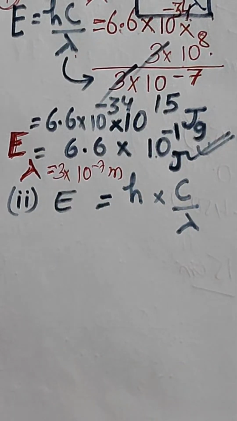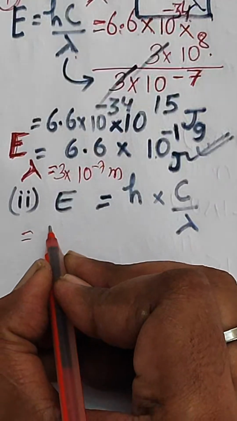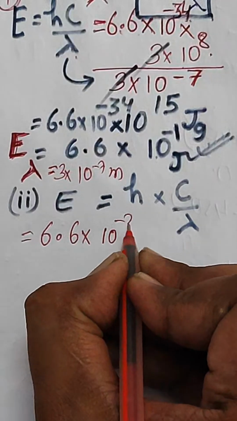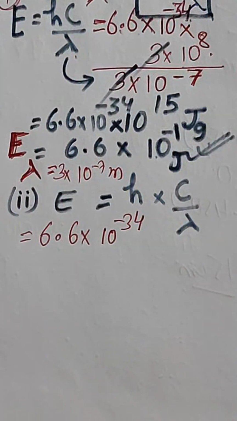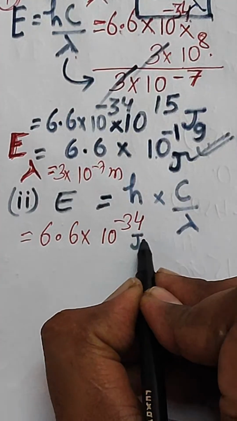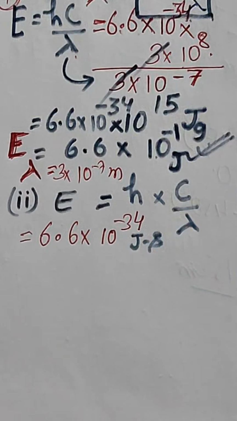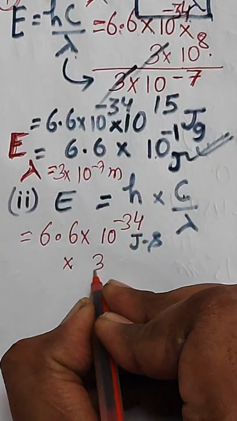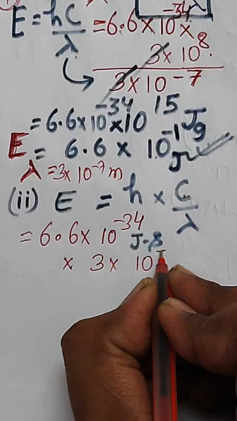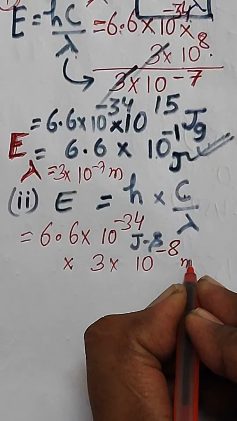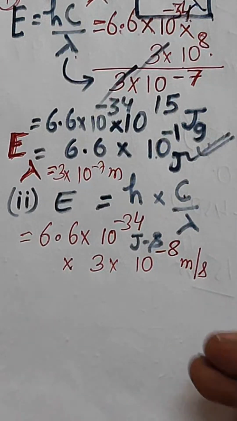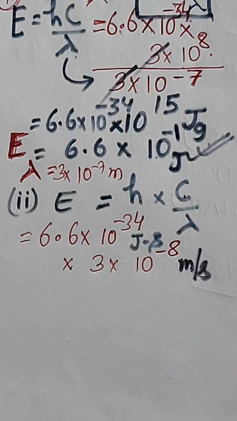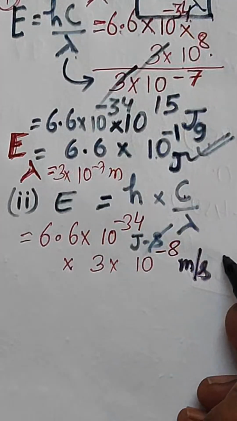So just simply put in the values, nothing more than that. The value of h is 6.6 into 10 power minus 34. Let me write the unit over here, joule second, multiplied with the speed of light, that is 3 into 10 power 8 meter per second. Let me write the unit in a different color, meter by second, mind it. So this second and this second will be cancelled out.